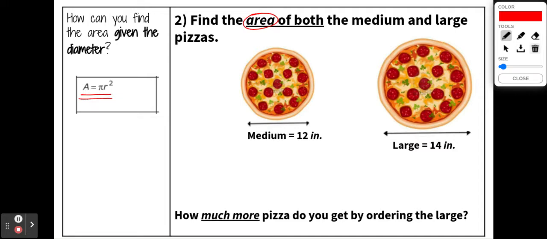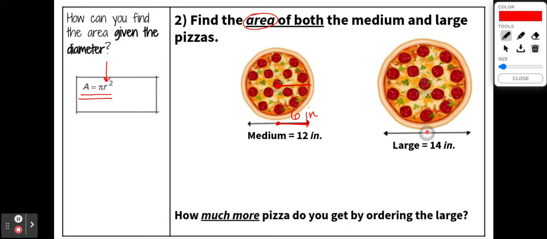Well, we need to know the radius for finding area. And we're not given the radius. We're only given the diameter. So we need to figure out what's halfway across the pizza. Halfway. So if all the way across, the diameter, is 12, then the radius would be half of that. The radius would be 6 inches, right?